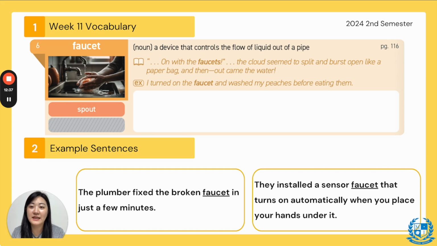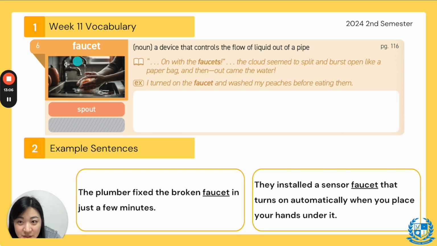Faucet. The synonym is a spout, and it is a noun. It's a device that controls the flow of liquid from a pipe. Basically, we call our sink faucet, right? Where the water comes out. In the book, it says, "On with the faucets! The clouds seemed to split and burst open like a paper bag, and then out came the water." On with the faucets, meaning turn on the water so that the water goes down the faucet.